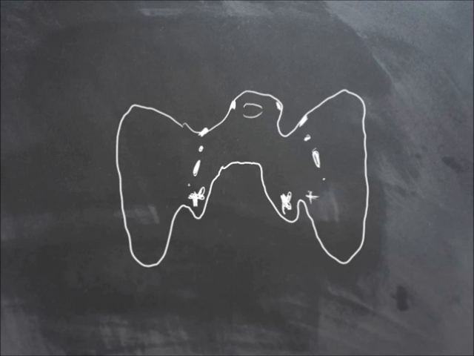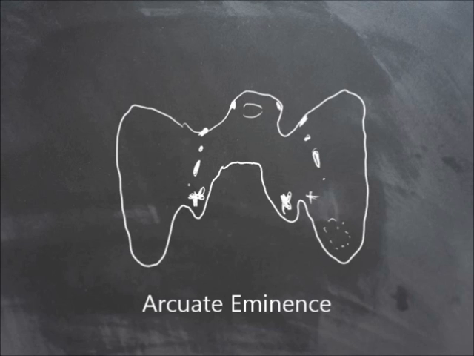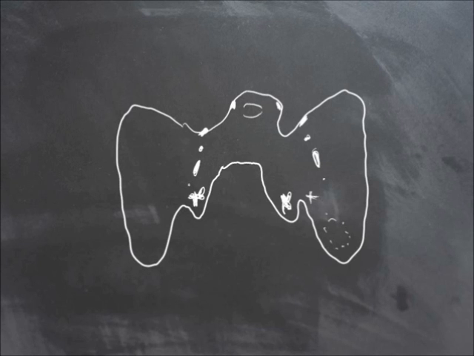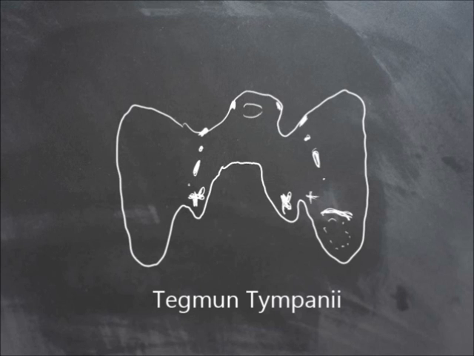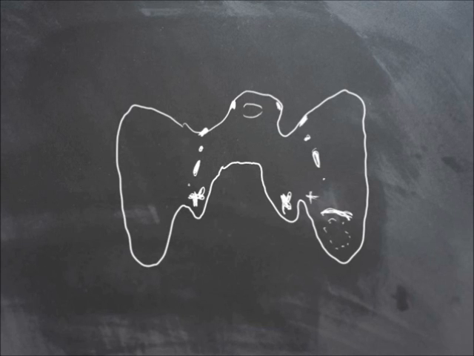Moving posterior to the trigeminal impression, we have an elevated area called the arcuate eminence. And the arcuate eminence overlies the semicircular canals of the inner ear. Just anterior to this, right about here, we have tegmen tympani. And tegmen tympani overlies the middle ear. So you have inner ear, middle ear.